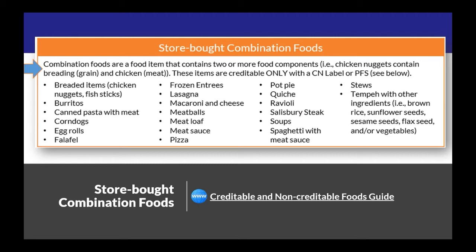So some other combination items that may not be as obvious are meatballs, meatloaf, and Salisbury steak. So these are considered combination foods because they contain other ingredients in addition to the meat. So for example, some contain crackers or breadcrumbs, ketchup or tomato sauce, onions, and eggs. And store-bought combination foods can only be credited to the CCFP meal pattern when the amount of each component is known. And the only way to know what the amounts in store-bought foods are is from the CN label or the product formulation statement.